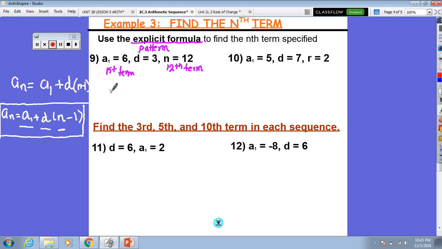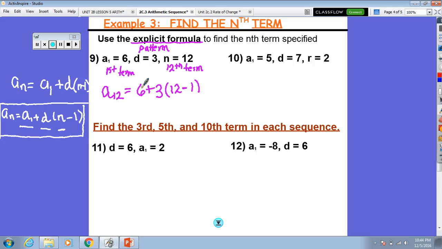Alright, so let's plug it into our formula. So we'd have a sub, I see an n. What is our n? 12. It says right here, n equals 12. So a12 equals a1, which is the first number, which is 6, plus d, which is the pattern number, the way we continue the pattern, is 3. And then we multiply that by n minus 1, where our n is 12. So we put in the parentheses 12 minus 1.